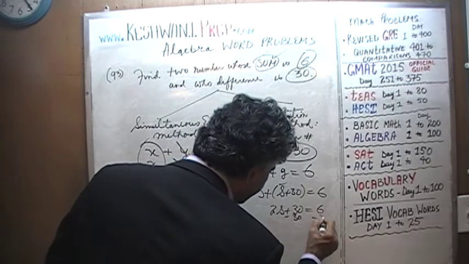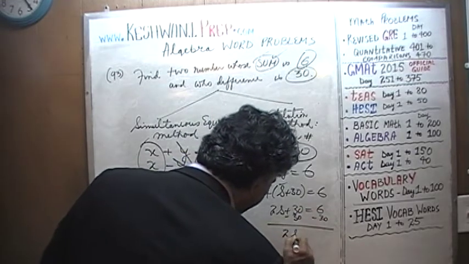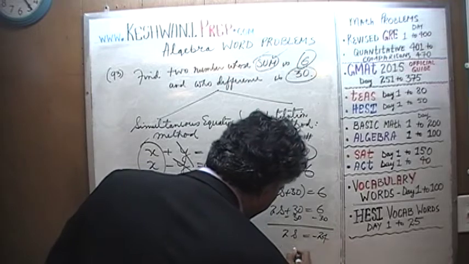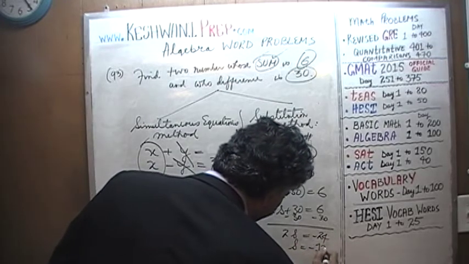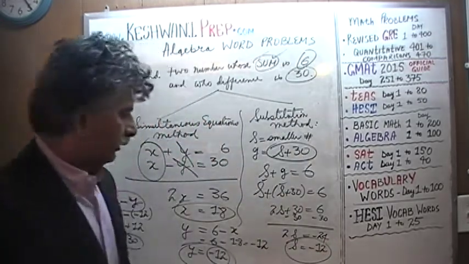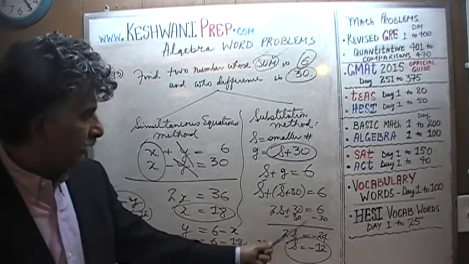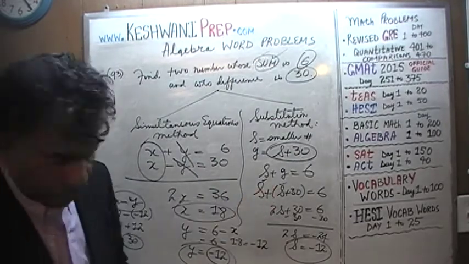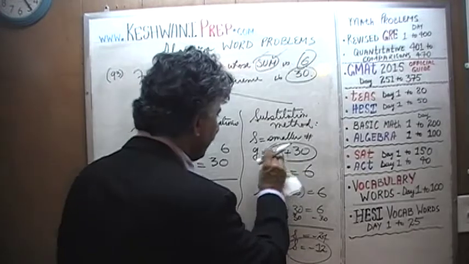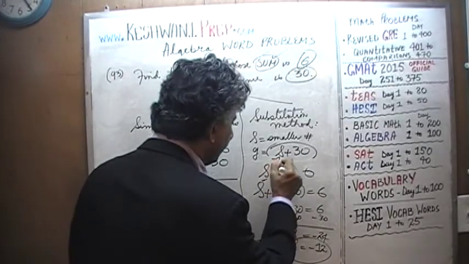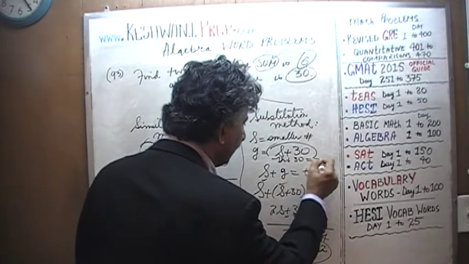We subtract 30 from both sides, we end up with 2S equals negative 24, and then S gives us negative 12. Once we have the value of the smaller number, the larger number is 30 more than that. So if S is negative 12, negative 12 plus the 30 will give us positive 18.